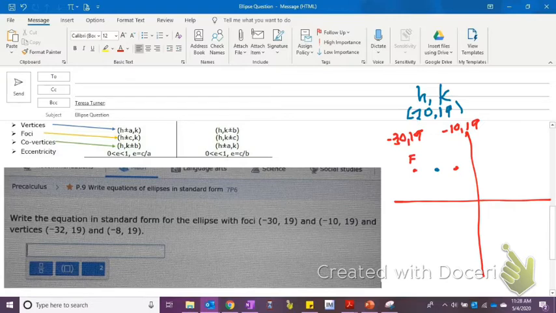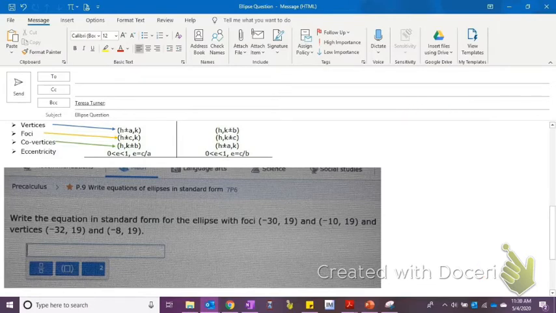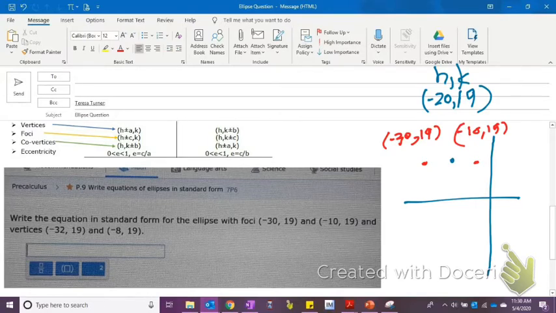Now we need to find the A and B values. So we look at the diagram above, we know that this distance between the center and the focus is C. You are also given the vertices at negative 32, 19, and negative 8, 19. And these are the vertices.